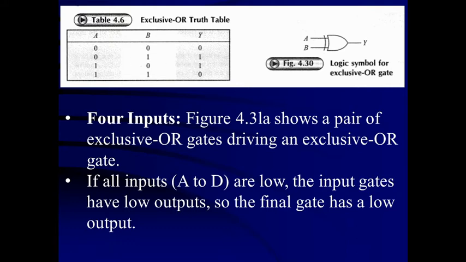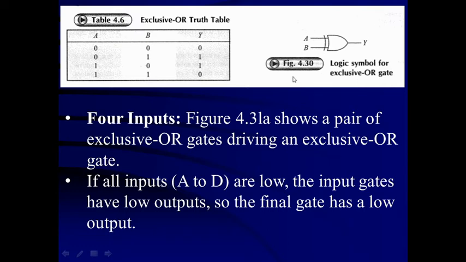That means we can say that the exclusive OR gate can work as an inequality comparator. If the inputs are different, then the output is high. If the inputs are the same, then the output is low. This is known as the exclusive OR gate.